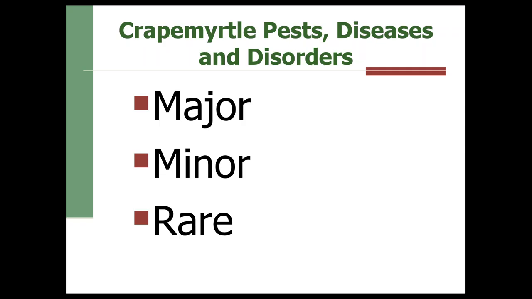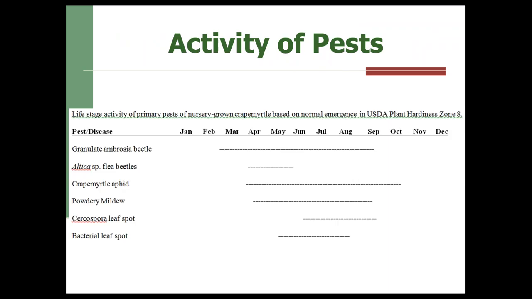So that was my categorization of crapemyrtle pests, diseases and disorders as grouped by major problems, minor problems, and rare or occasional problems. I do have one table to show you that shows the life stage activity of primary pests and normal emergent time in USDA plant hardiness zone 8. And you can see here, for example, the granulate ambrosia beetle in zone 8 anywhere from late February to September. The flea beetles will be April to June. Crapemyrtle aphid from April through October, basically any time there's leaves on the plant. And you can also see the most likely times for the three fungi there as well, the powdery mildew, Cercospora leaf spot, and then the bacterial leaf spot.